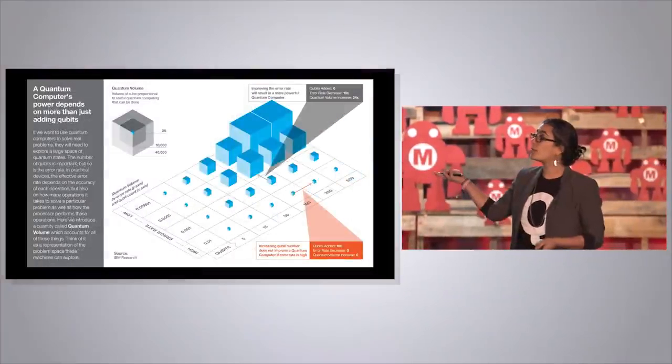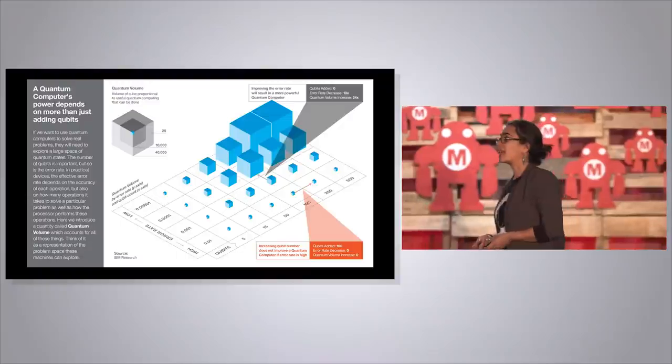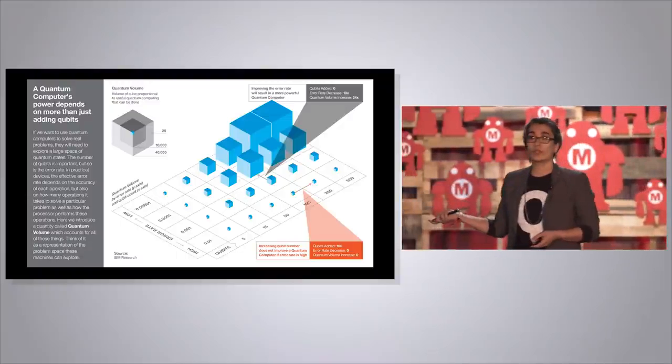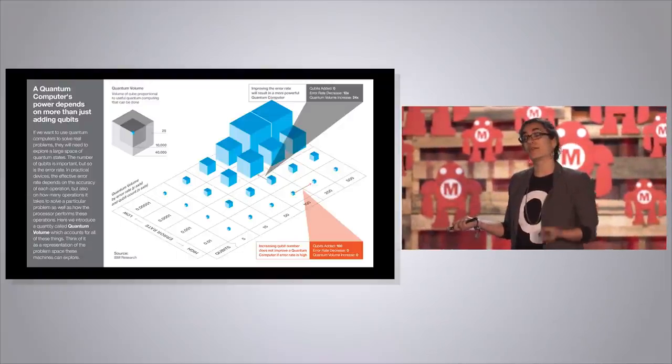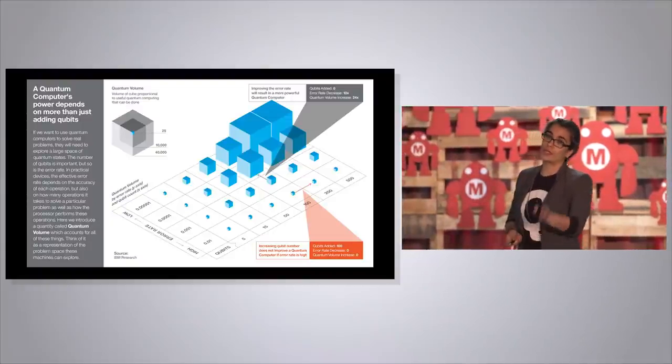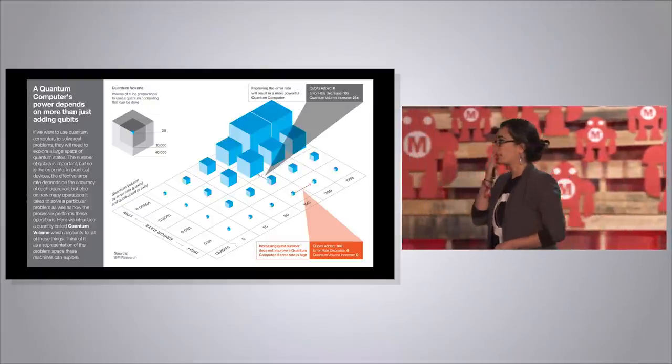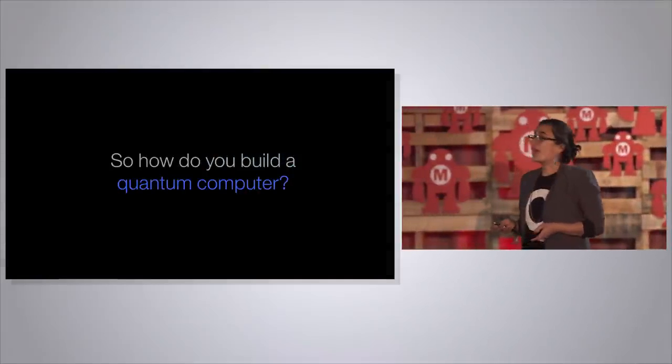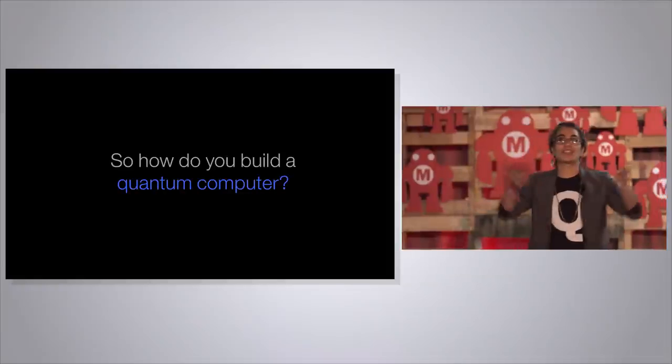So we're promoting a new metric called quantum volume, where we're saying, okay, if you increase the number of qubits, you can get to higher computational power, but not if you have really high error rates. So we have to both move towards lower error rates and higher qubit count. Okay? So how do you actually build a quantum computer, right? This is how it should work theoretically.